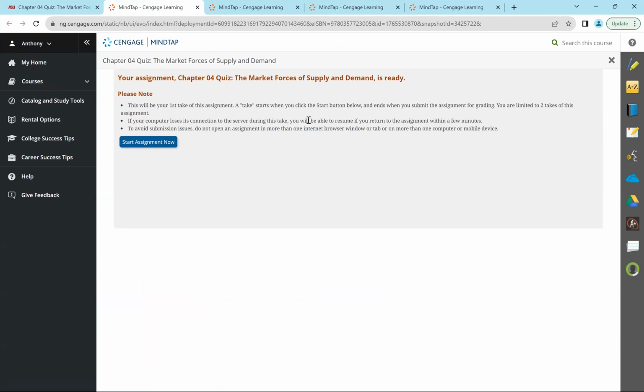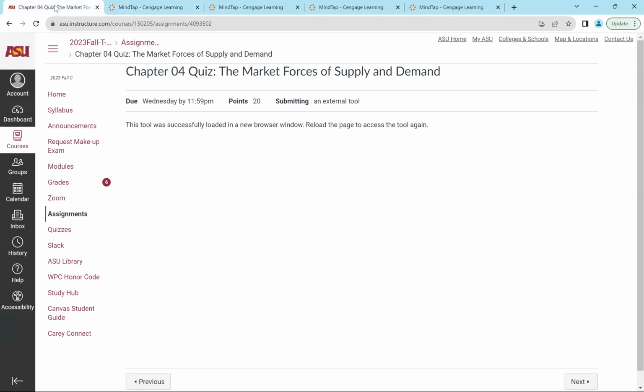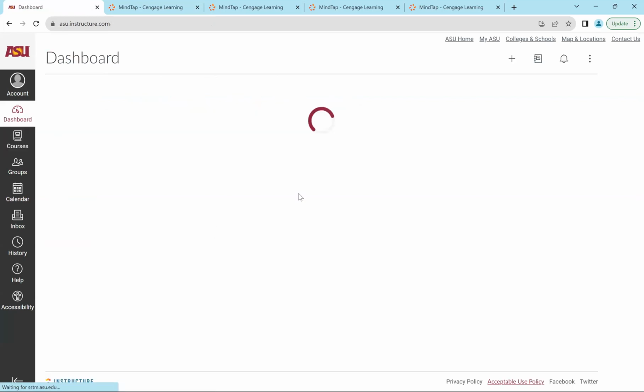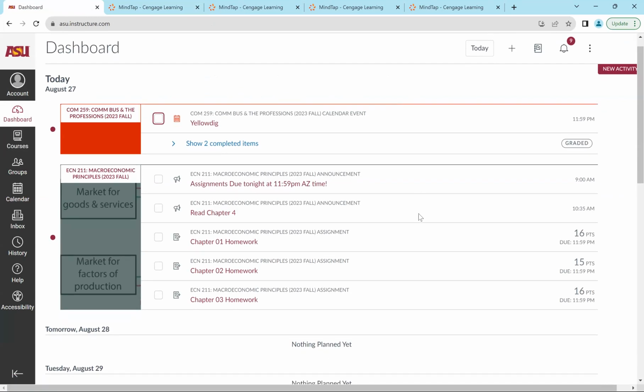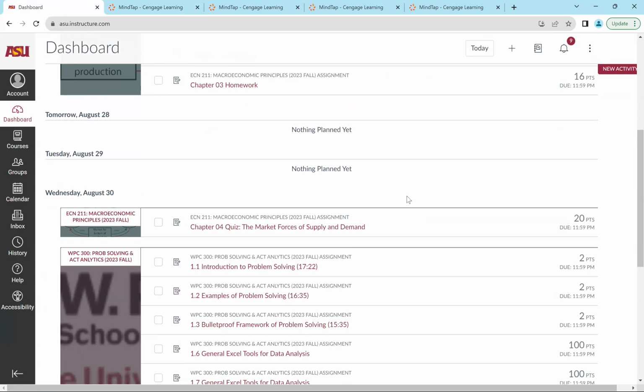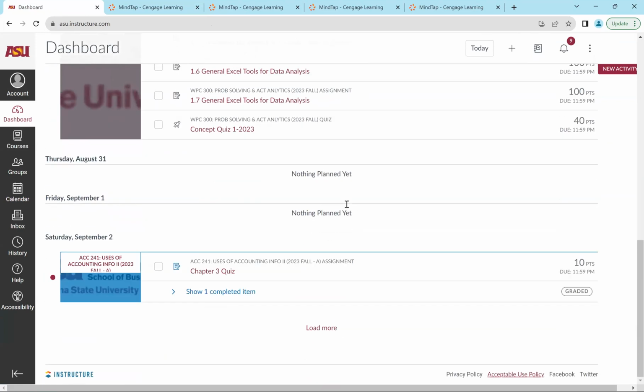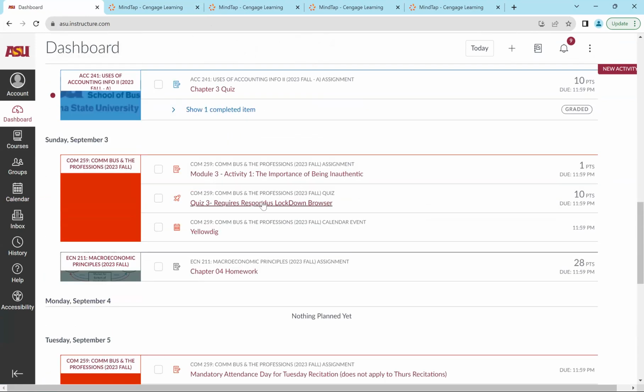How about there's another assignment due on, let me see here, Sunday. That's a chapter 4 homework. That would probably be better to do first. I think this one here? Yes. Okay.